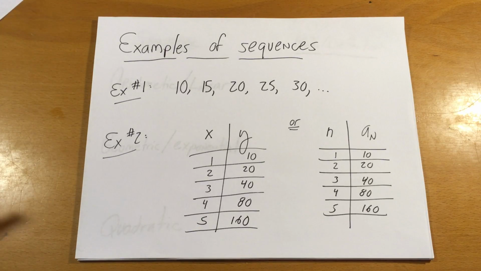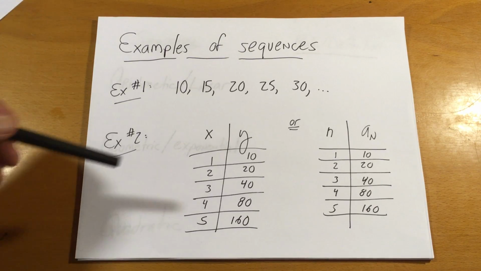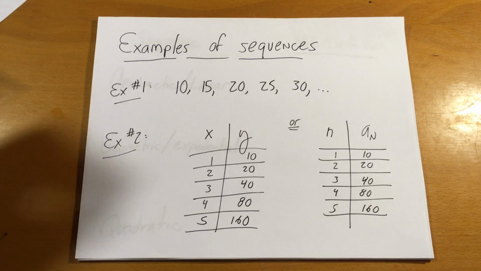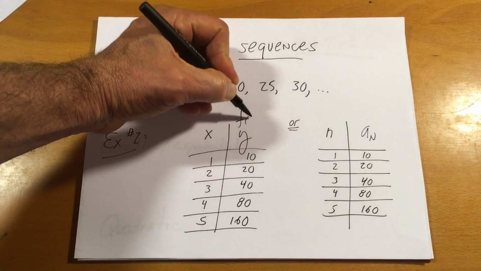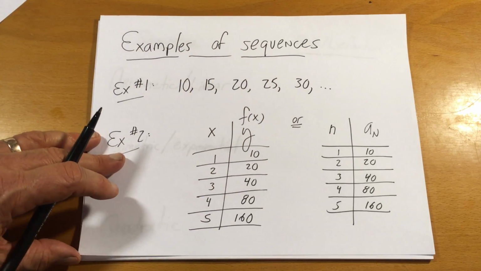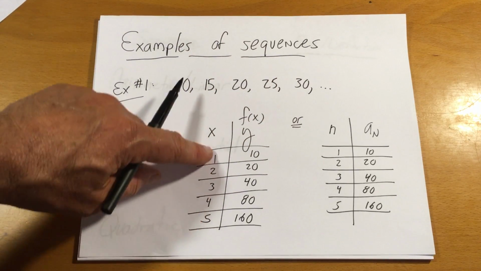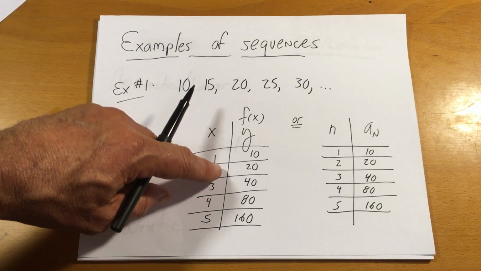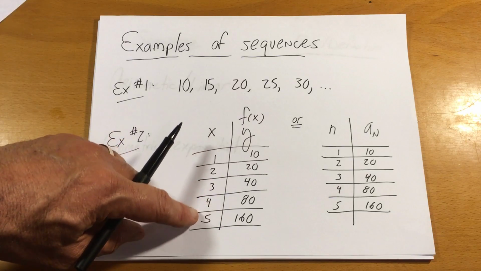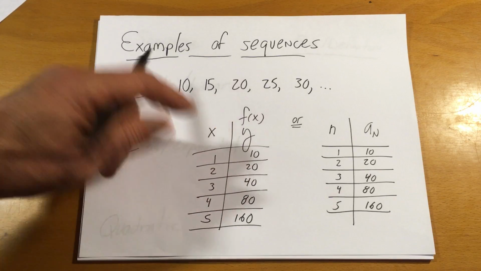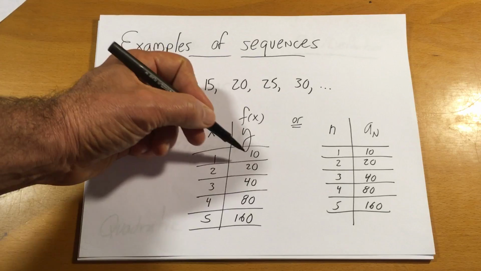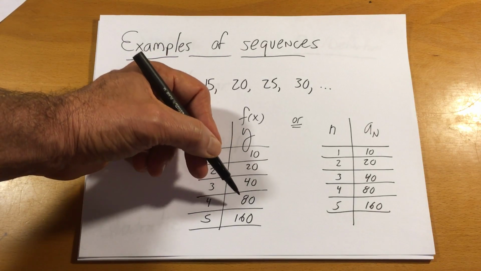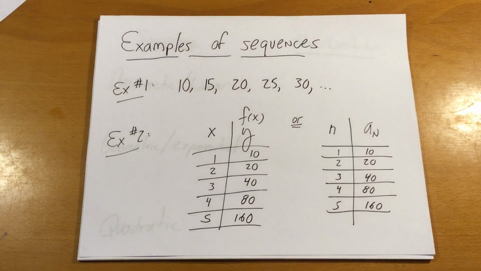Or it can be in table form. An example would be something like this, an x and y. Sometimes y is called f of x. It just means the same thing, where this is the number or the place in the sequence, like this represents the first term, the second term, the third term, the fourth term, and the fifth term, and this is the value of the first term. So the way to read this is the first term is 10, and the second term is 20, and the third term is 40, and the fourth term is 80, and the fifth term is 160.